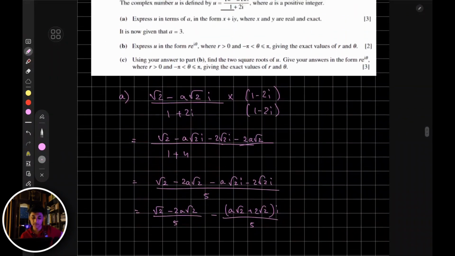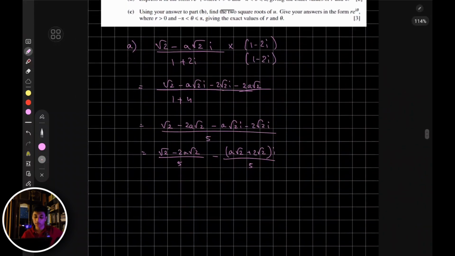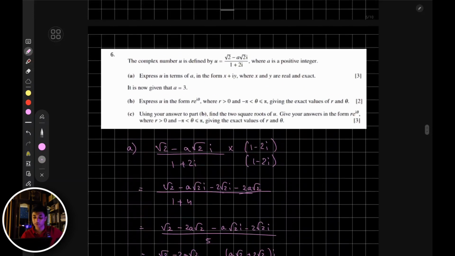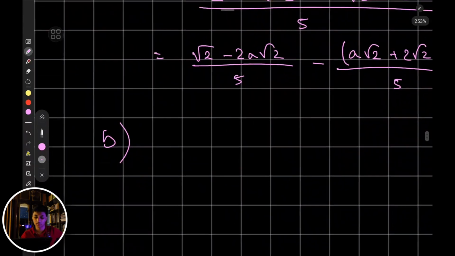So next you can move on to part b, which is telling you to express u in the form r e to the power i theta, where r is greater than 0 and theta lies between minus pi and positive pi, given that a is 3. Give the exact values of r and theta. Basically you have to take it to another form. They have given a as 3, so plug that in.